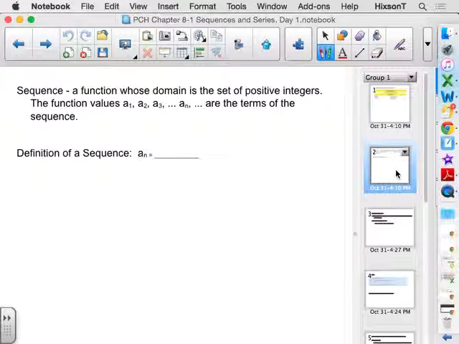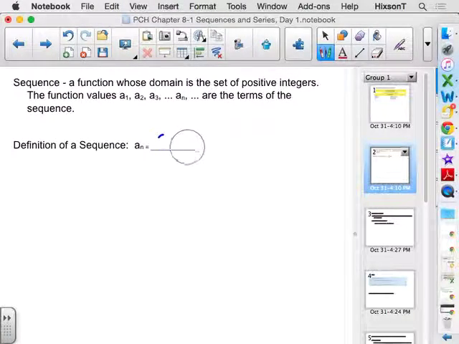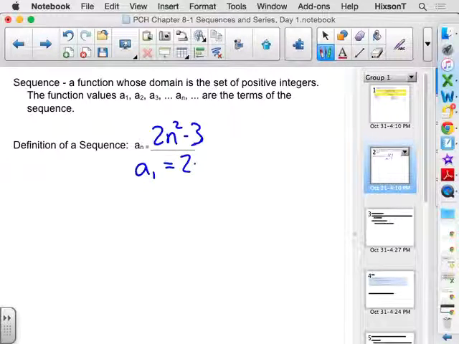For example, we could have the sequence defined as a sub n equals 2n squared minus 3. If I'm listing the terms for this sequence, a sub 1 is what I get when I plug in a 1 for n: 2 times 1 squared minus 3. That's 2 times 1 minus 3, which is negative 1. That's the first term in this sequence.